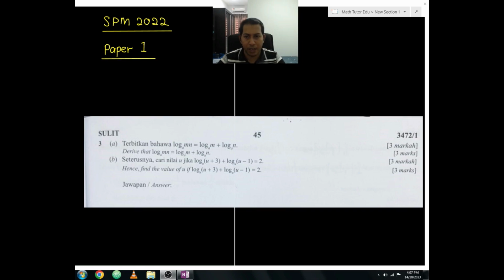Let me read the question now. Okay, for question 3 part A, derive that log mn base a is equal to log m base a plus log n base a. So this is for part A.